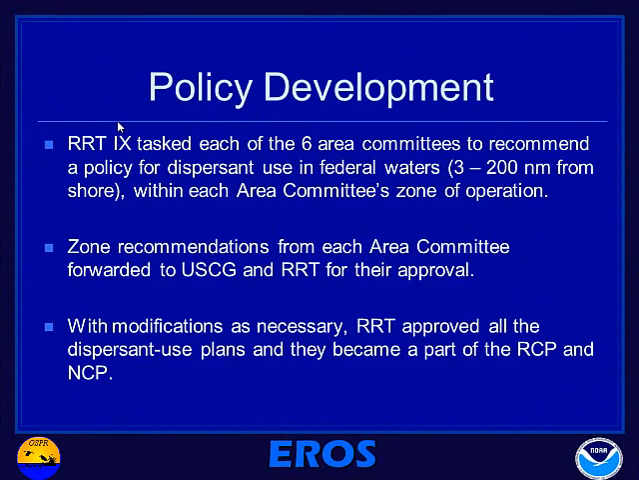The development of the California dispersant plan took a number of years, and it's one of those living documents that continues to be updated and fussed over and everything else. But originally, the regional response team tasked the area committees to recommend zones for dispersant use in federal waters, so 3 to 200 miles from shore. And each area committee kind of came up with their own zone of operation. And then forwarded those recommendations to the Coast Guard. Coast Guard forwarded it on to the RRT, and for the most part, the RRT approved the recommendations that the area committees came up with.